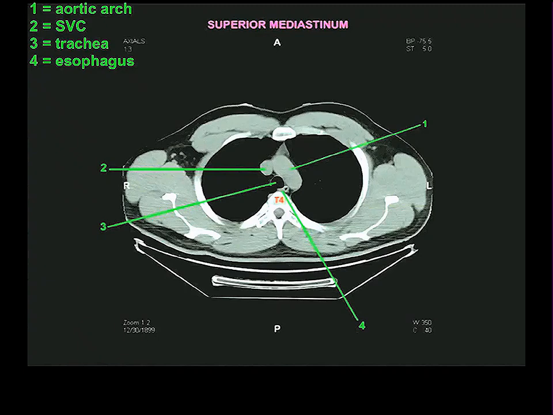So this is the aortic arch. The structure that I said would be to the right of the aortic arch is the superior vena cava. The structure I said would be air-filled. Now, those are all water density structures.